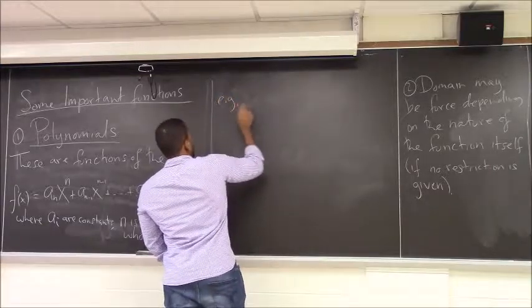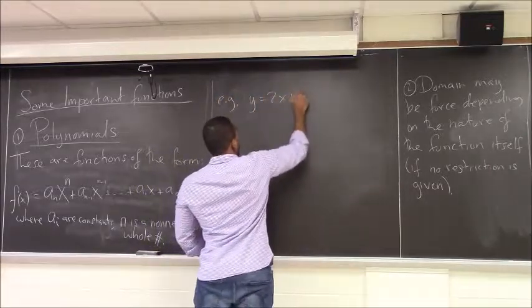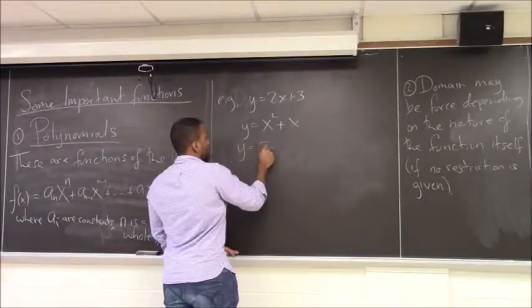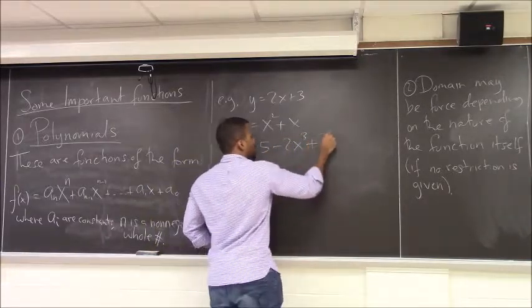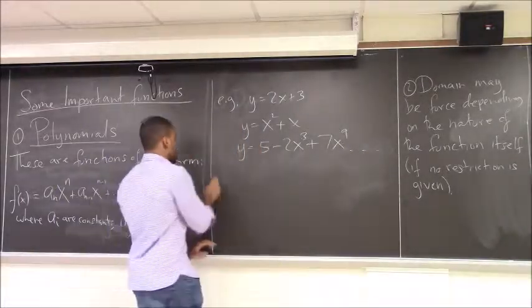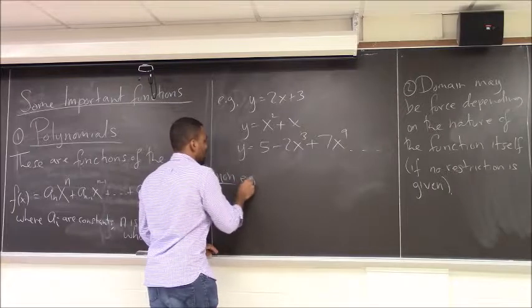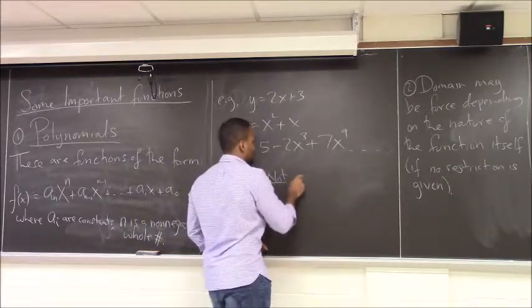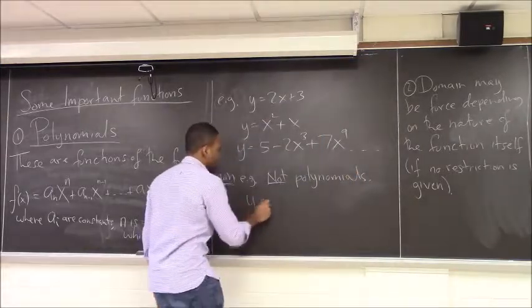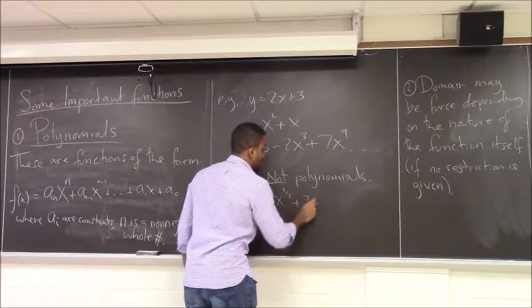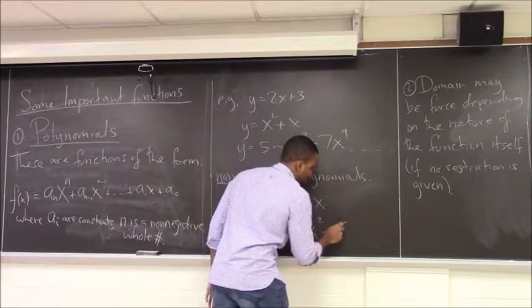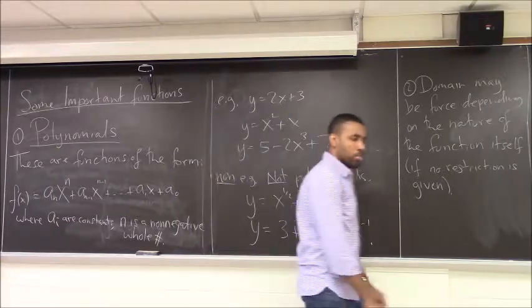So for example, y equals 2x plus 3 is a polynomial. y equals x squared plus x. y equals 5 minus 2x cubed plus 7x to the 9th, etc. These are all polynomials. Non-examples, these are not polynomials. Something like y equals x to the half plus 2x, or y equals 3 plus x squared minus 5x minus 1. These are not polynomials.